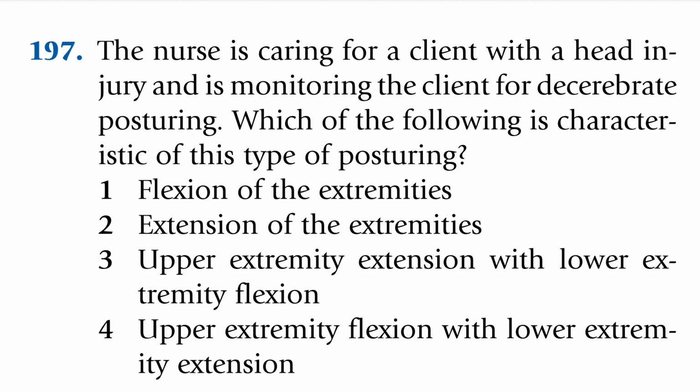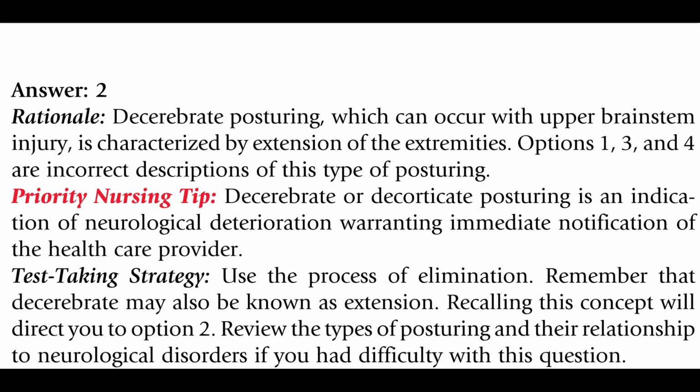197. The nurse is caring for a client with a head injury and is monitoring the client for decerebrate posturing. Which of the following is characteristic of this type of posturing? 1. Flexion of the extremities. 2. Extension of the extremities. 3. Upper extremity extension with lower extremity flexion. 4. Upper extremity flexion with lower extremity extension. Answer: 2. Rationale: decerebrate posturing, which can occur with upper brainstem injury, is characterized by extension of the extremities. Options 1, 3, and 4 are incorrect descriptions of this type of posturing.